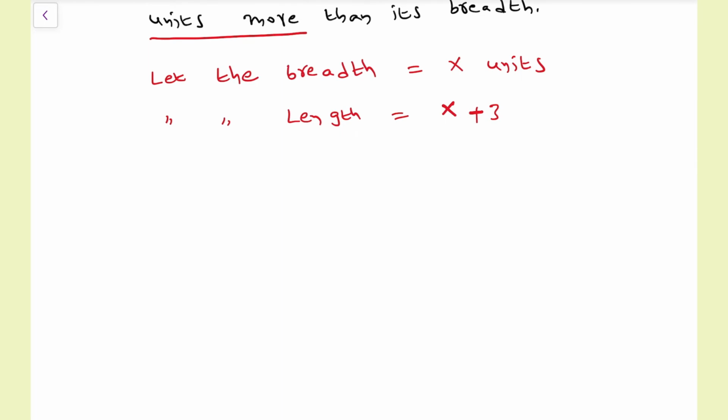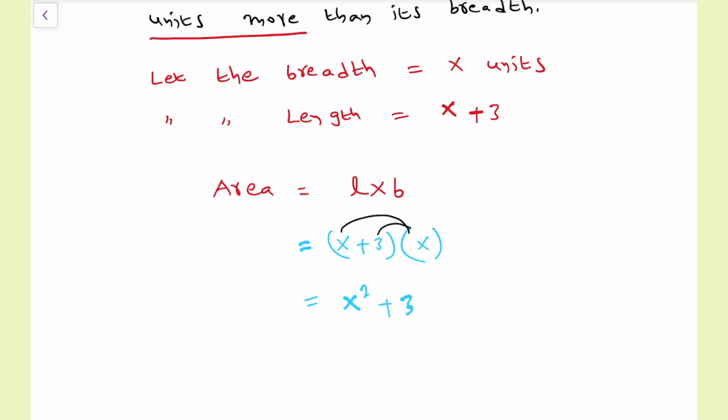What is the formula for the area of a rectangle? Area of a rectangle equals length into breadth. Here length we have as x plus 3, into breadth we have as x. If you multiply these two, x into x is x square, plus 3 into x, 3x. So the expression for the area of the rectangle is x square plus 3x unit square. Don't forget this.